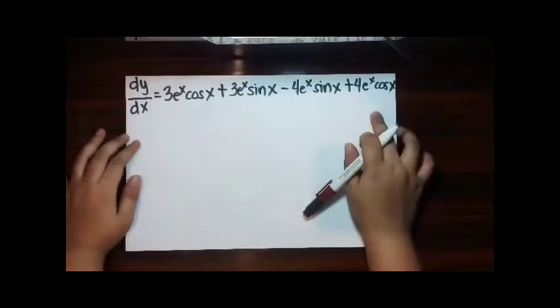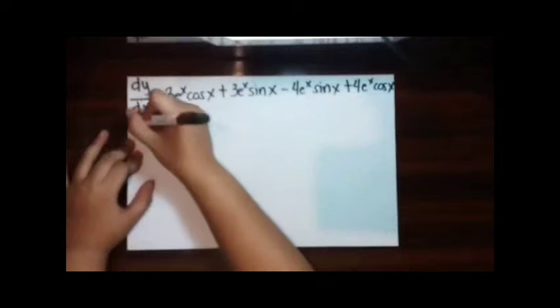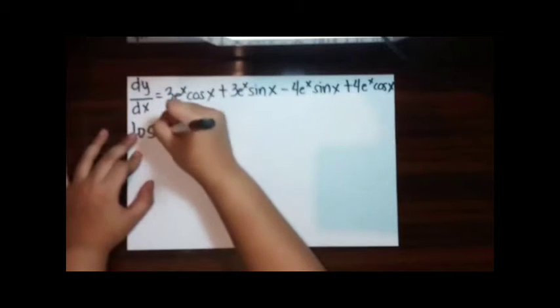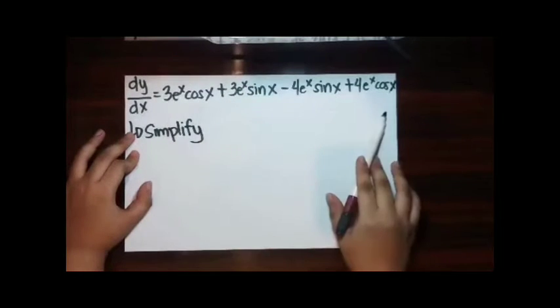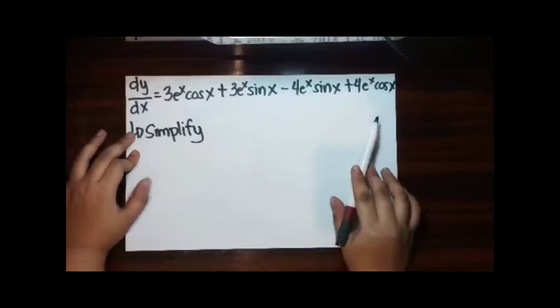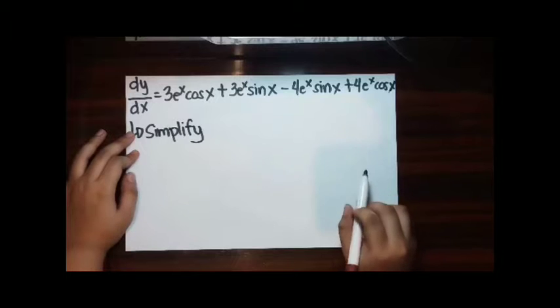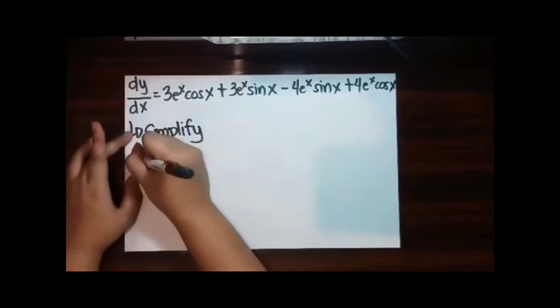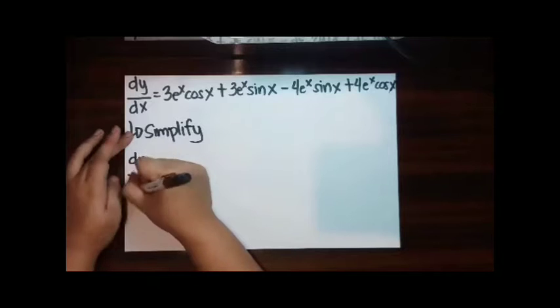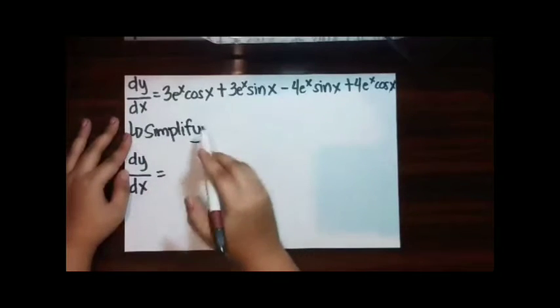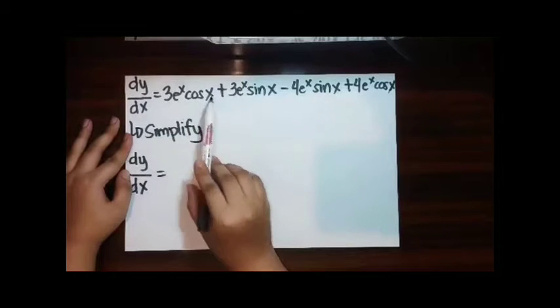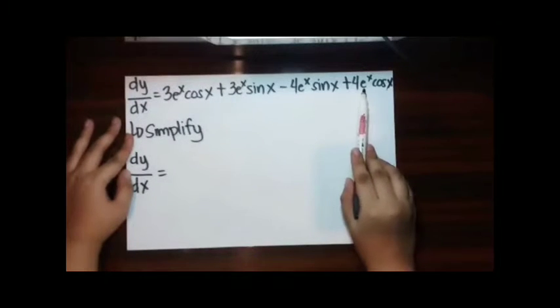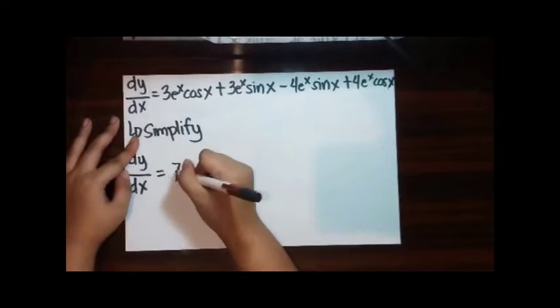Now, we combine like terms. Three e raised to the power of x cosine x plus 4e raised to the power of x cosine x, which gives us 7e raised to the power of x cosine x.